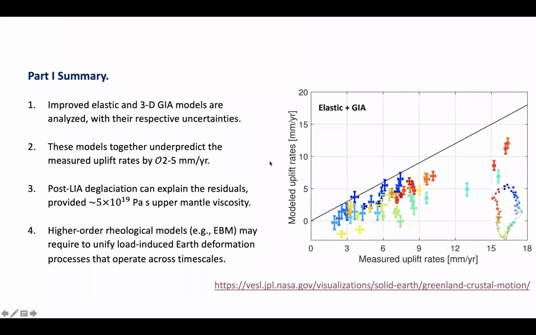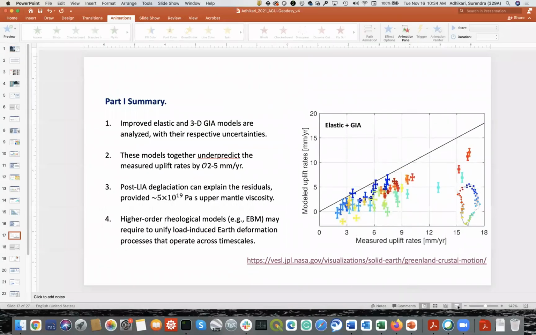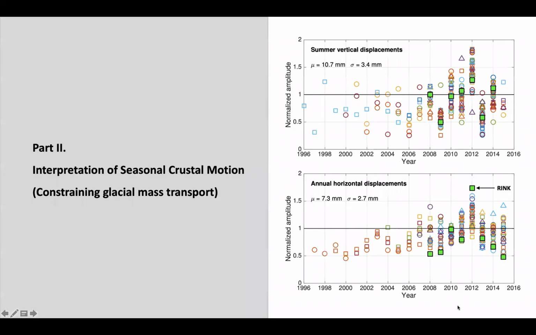Okay, so I'm gonna now move on to the second part of my talk. I should be done in about 15 minutes, hopefully. Now we're gonna switch gears a bit towards glaciology. Here we're gonna interpret the seasonal crustal motion, or basically the non-secular component of the GNSS data.